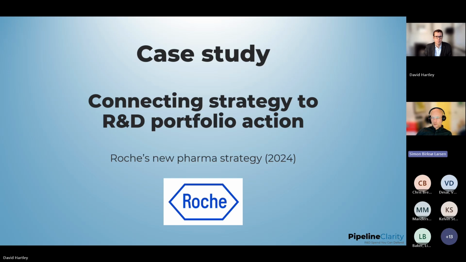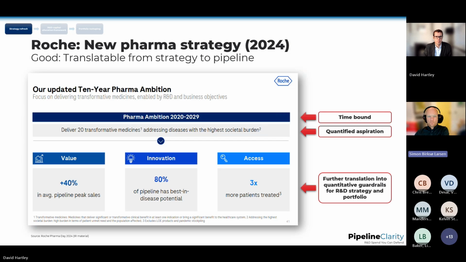So if we go back, you can take a look at their full investor material from their pharma day in 24. And here's just one slide which we picked, and we think this is a good one because it really shows how to make a strategy translatable from the strategy towards the pipeline. And as you can see from the call outs here, they are time bound, and there's also a quantified aspiration. So like we covered in the previous webinar, trying to be number 1 in biopharma, that's not a strategy. So here we have a quantified aspiration, and they even provide some further guidance for how to translate it into a portfolio shape. So that's a good starting point for a strategy.